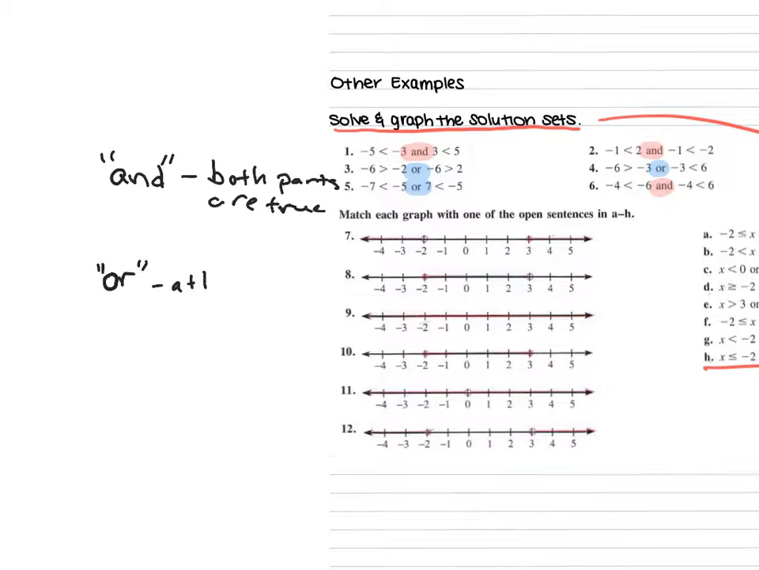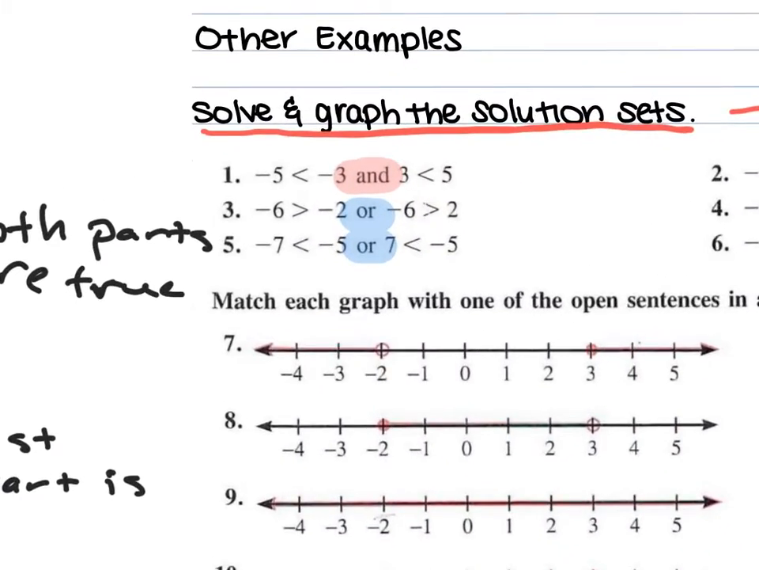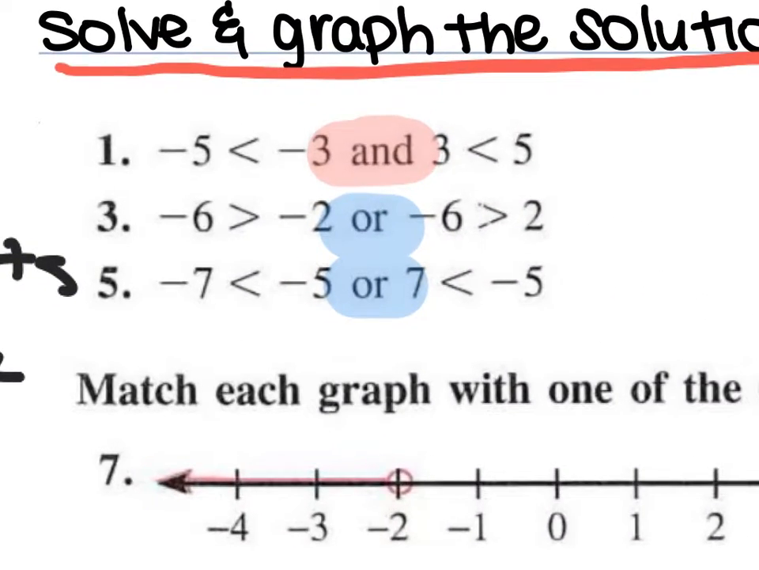So that word or means at least one part is true. So when you're doing these, that's what they mean. That word and means it has to be where both things are true, whereas or is either one of them could be true. So we're going to start with number 1, and we're just going to look at them in parts.